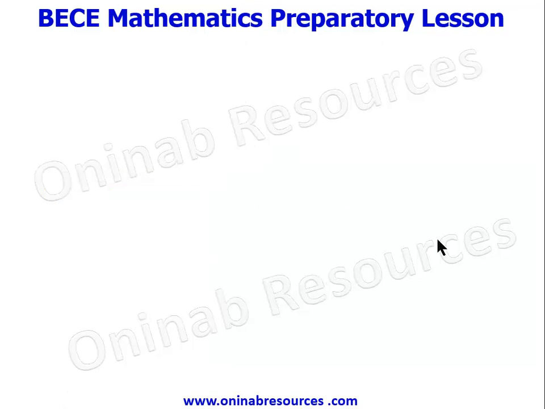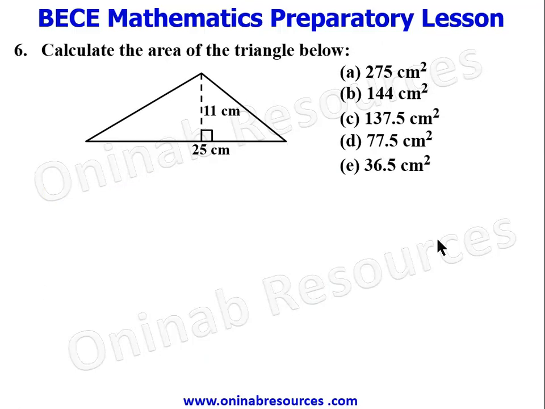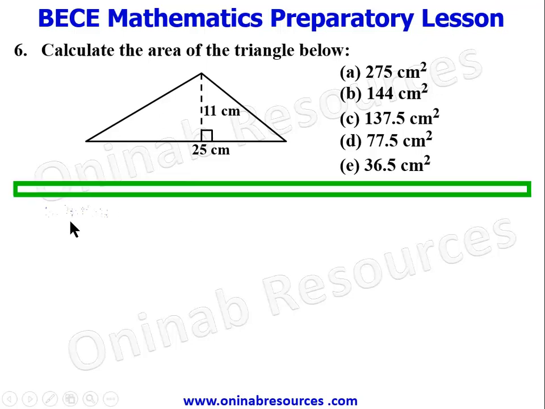We go to problem 6. For problem 6, calculate the area of the triangle below. The area of the triangle is base times height over 2. Now the base here is 25 and the height is 11. So we said area equal to 25 times 11 divided by 2.